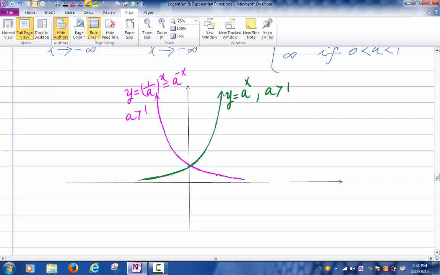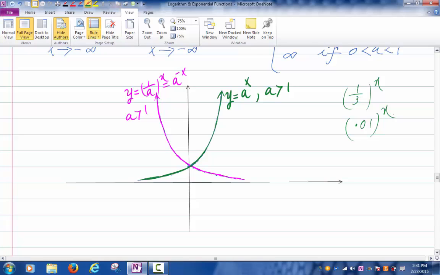If a is bigger than 1, then 1 over a is less than 1. What's the graph of 1 over a? The graph of 1 over a is the pink curve. Now, what would be the graph of, let's say, 1/3 to the x, or what would be the graph of 0.01 to the x? Will it look like the pink curve or the green curve?